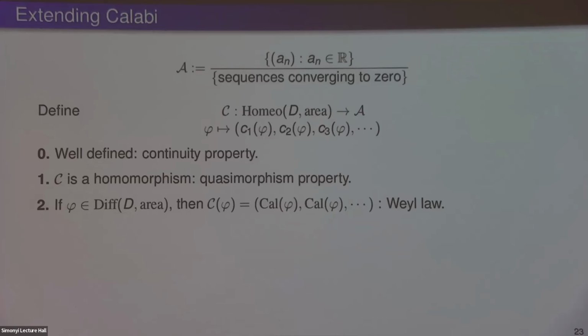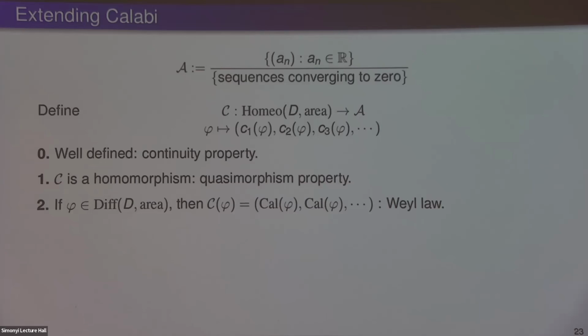So 0 and 1 tell us we have a group homomorphism. 2 connects it to the Calabi invariant and tells us the group homomorphism is non-trivial. If I restrict this group homomorphism to diffeomorphisms, then the sequence I get for each diffeomorphism is the Calabi invariant of that diffeomorphism. This comes from the Weyl law, because Cn of phi converges to the Calabi invariant. So we already got what we wanted, which is to avoid the axiom of choice and get the non-simplicity, because we have a non-trivial group homomorphism.